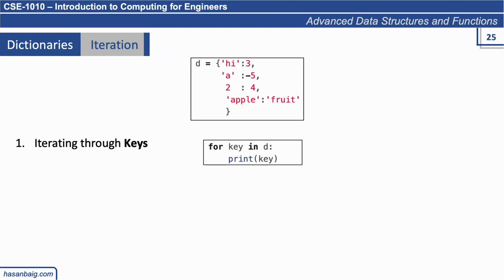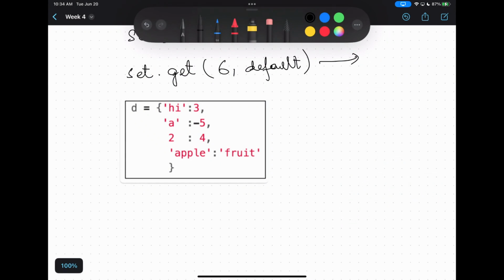For example, let me just copy this here. I'm just trying to paste it into a whiteboard to continue further from there. Okay, let's see if I got it here. Yep. Now, for key, let's say I'm naming it key. This is a for loop variable, in dictionary name, which is D.